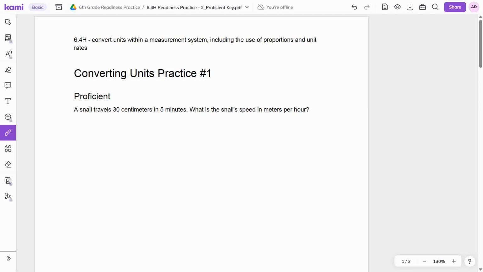Today we are looking at the sixth grade concept of converting units. This is 6.4H Readiness Practice, the Proficient version.